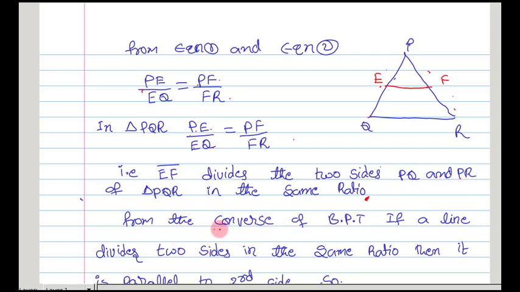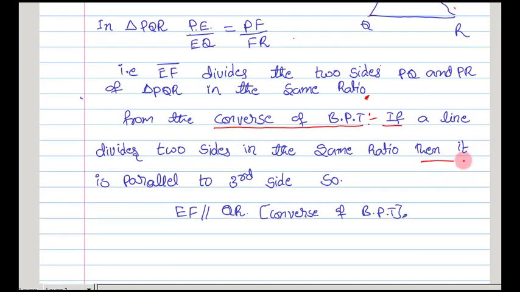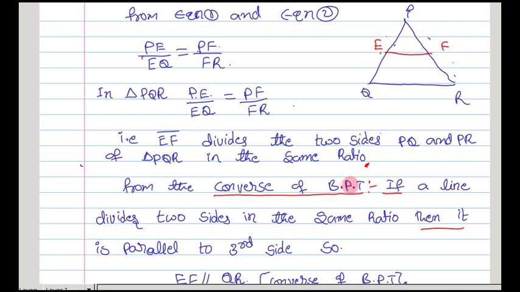Now here I am going to make use of the converse of the basic proportionality theorem. Sir, what is the converse of the basic proportionality theorem? It means if a line divides two sides of a triangle in the same ratio, then it is parallel to the third side.